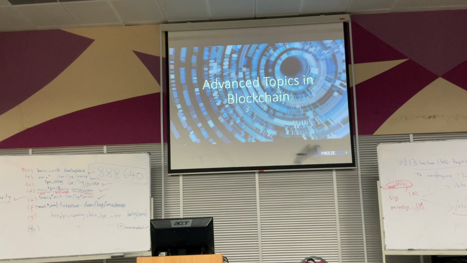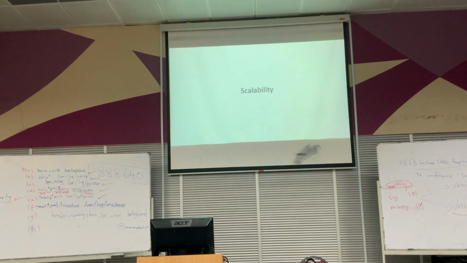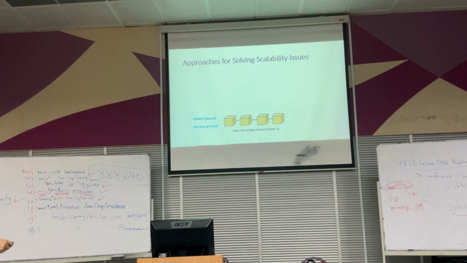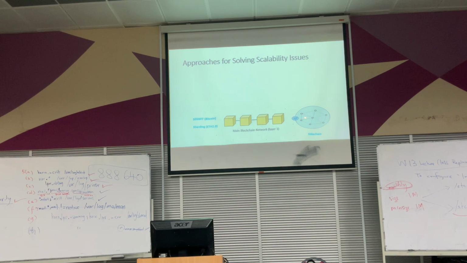Okay, so to tackle this issue, we learned that there are a few approaches. We have layer one solutions. We have a sidechain, which runs side by side with your main network. Because of this, not every transaction has to go to your mainnet, right? You perform off-chain transactions over here. Some transactions you can move over here, you don't need to use your mainnet, right?